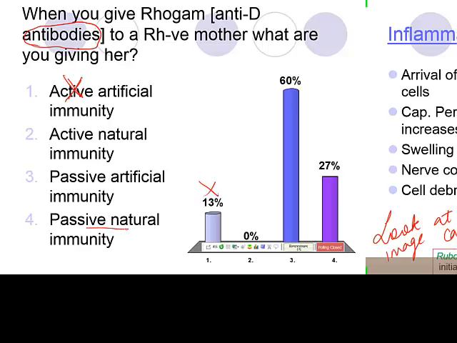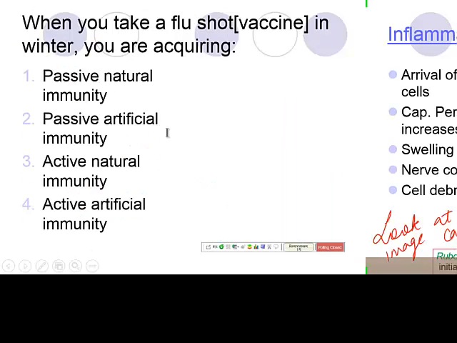In this natural, remember Sarah just said natural was two ways, either lactation or through breast milk, meaning it's occurring naturally through the body. So it's not passive natural. It is passive, but it's not natural. You're receiving antibodies, so it is passive, but it is artificially introduced because you inject it into her. So this is passive artificial. Okay?